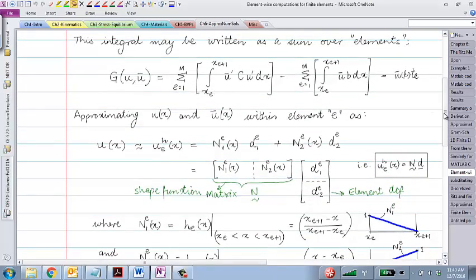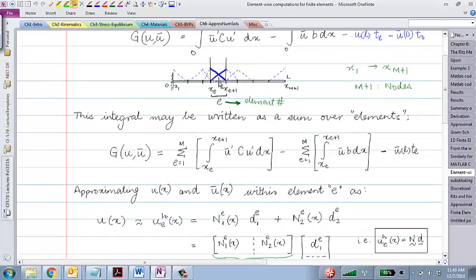Now within a particular element, I have two functions, right? If you look at any particular element, there will be exactly two functions that would be non-zero over that element. One would be h sub e, the other would be h sub e plus 1. h sub e is the one that goes from 1 down to 0, and h sub e plus 1 is the one that goes from 0 to 1. Those are the only two non-zero functions within that element. Every other function in that element is 0.